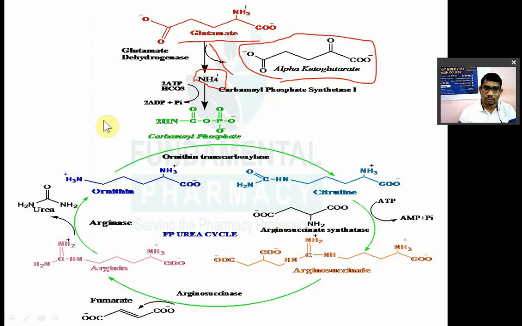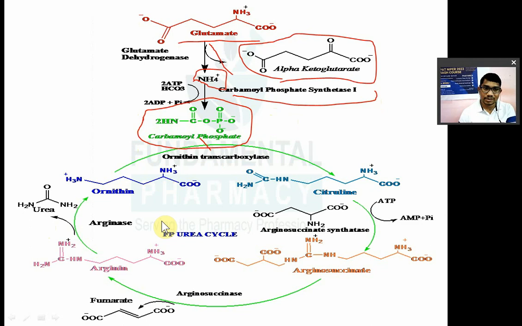This ammonia, NH4, is taken up and conjugated with phosphoric acid by the enzyme known as carbamyl phosphate synthase 1, CPS. So there is synthesis of carbamyl phosphate. The ammonia is trapped in this. Now it will enter into the urea cycle.